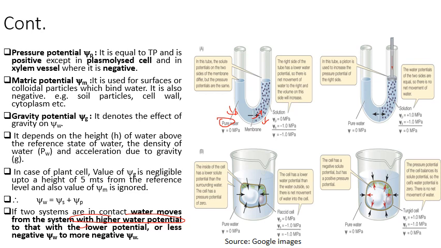We can explain it in other terms: water moves from less negative water potential to more negative water potential. Here the water potential is less negative and here it is more negative, so water movement will occur in this direction. In this way we can understand the concept of water potential.